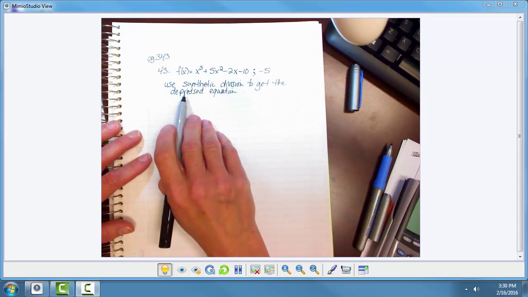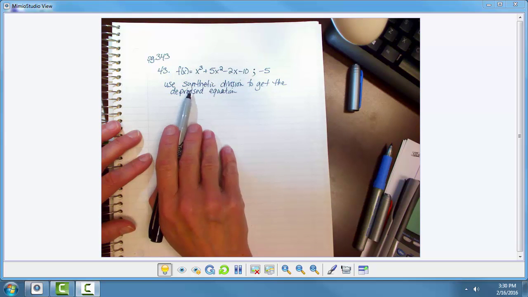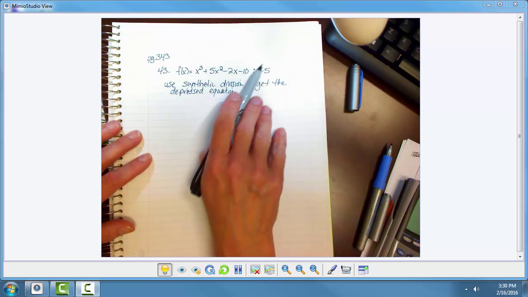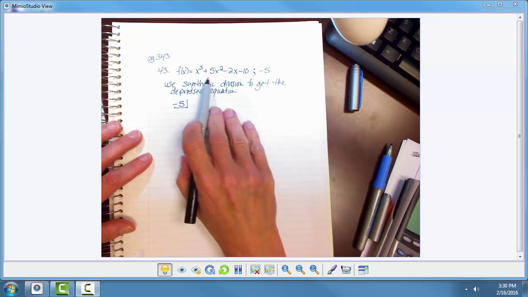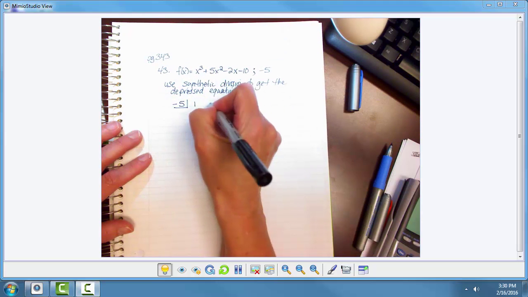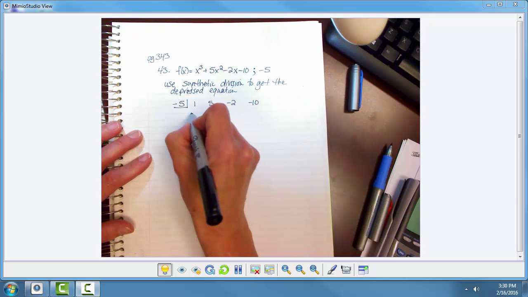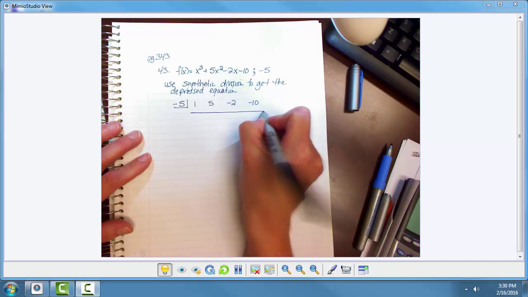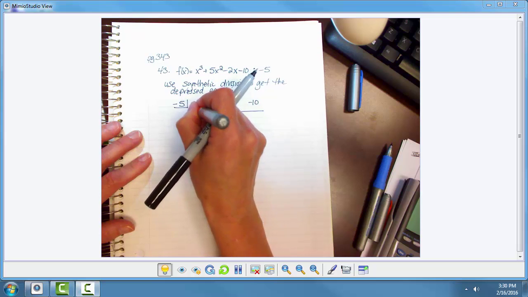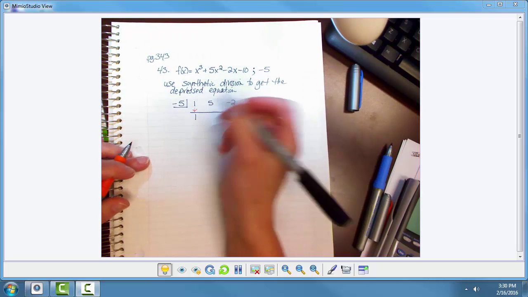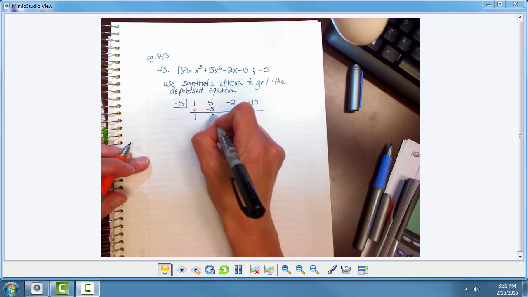Because if you'll remember your depressed equation, if it starts off as x to the third, your depressed equation will become x squared. So remember how to do that. This number will go on the outside on the shelf. And then you'll write your coefficients to the right, 1, positive 5, negative 2, negative 10. Skip a line and draw a line. Your first number will come straight down. Then negative 5 times 1 is negative 5. And if you add that straight down, you'll get 0.